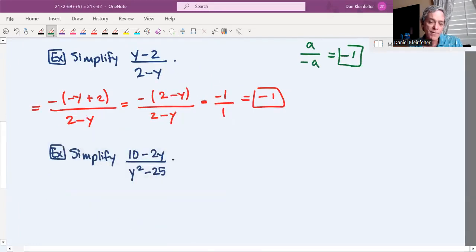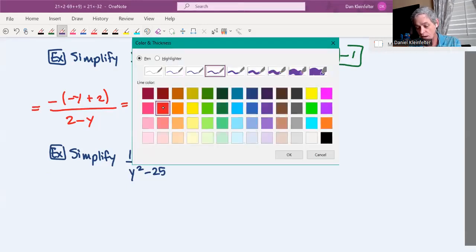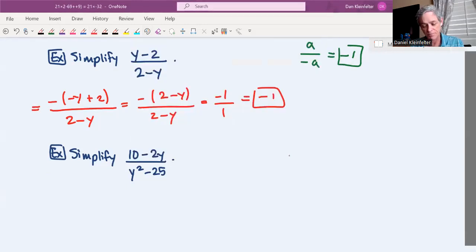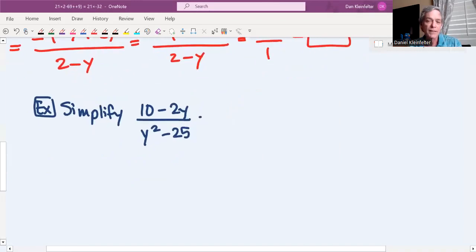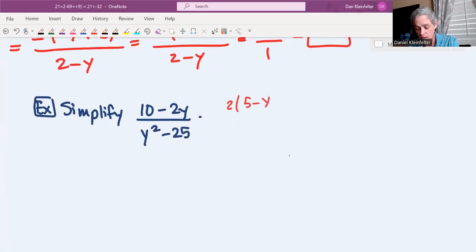Here we have 10 minus 2y in the top, y squared minus 25 in the bottom. Take a minute, try this one yourself, pause the video, try it, restart the video, and see how you did. Okay, so up top, there's a common factor of 2, which we'll factor out. That will leave 5 minus y in the numerator. And then down below, a difference of squares, we have y squared minus 25. That will be (y plus 5)(y minus 5).